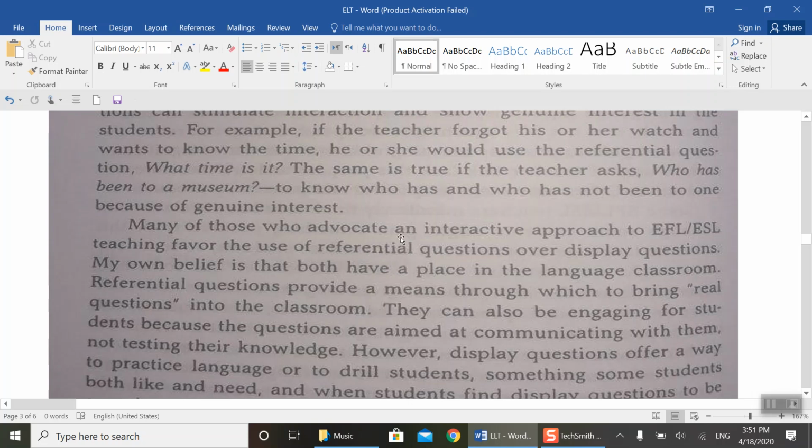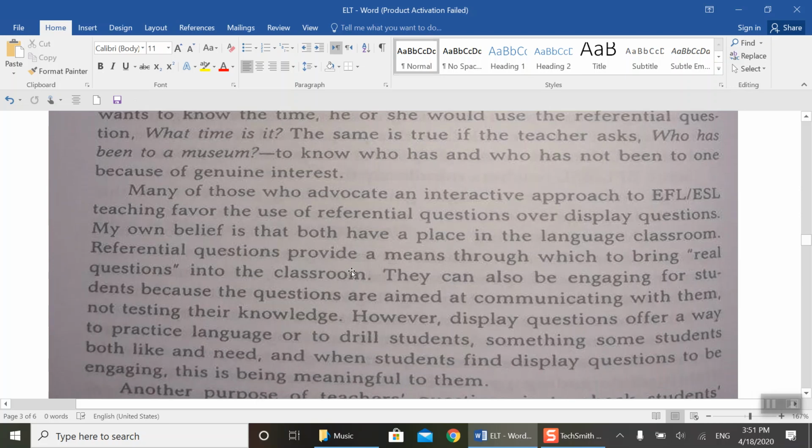They prefer this question, referential question. Why? Over display. Here we have a comparison between referential questions and display questions. Okay, some teachers prefer referential questions in teaching over display questions. My own belief is that both have a place in the language classroom.